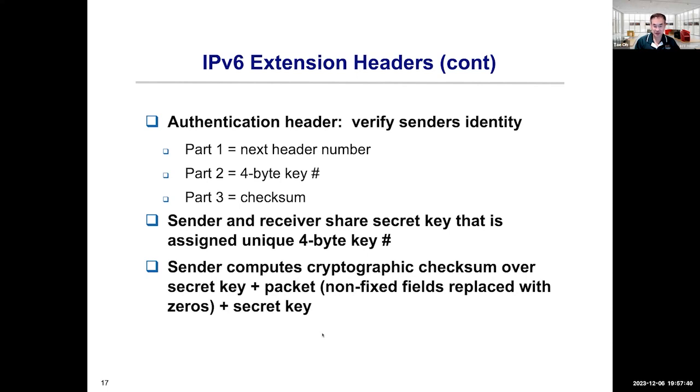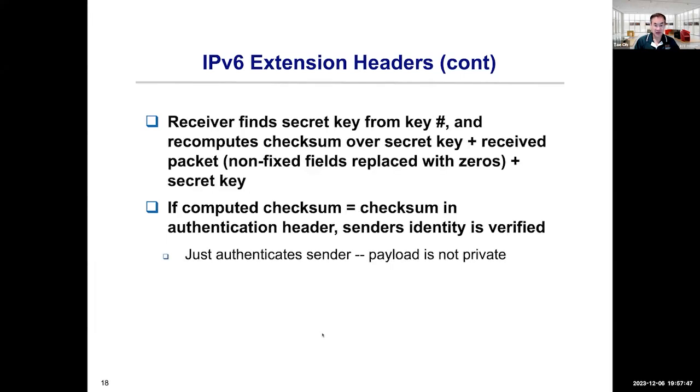So the sender computes a cryptographic checksum of the secret key and the packet. The receiver finds the secret key from the key number, right? It recomputes the checksum in the reverse order, using the secret key and the received packet, and then tries to match. If the computed checksum equals the checksum in the authentication header that it came with, then the sender's identity is verified. It means the sender is who they claim to be. But if it's different, that's a big problem, right?